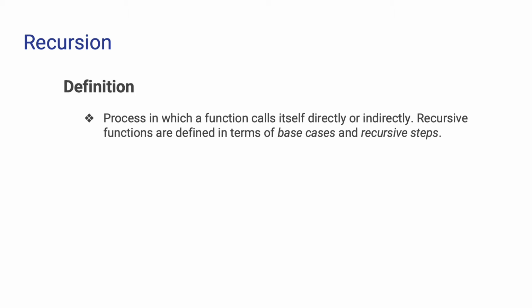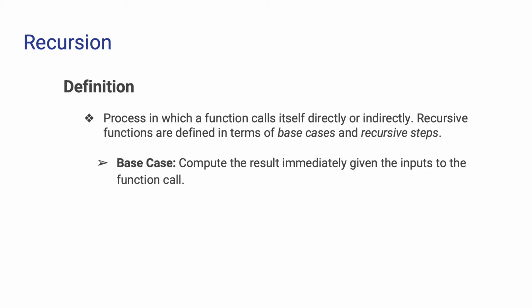Recursion is a process in which a function calls itself directly or indirectly. Recursive functions are defined in terms of base cases and recursive steps. The base case is the simplest, smallest instance of the problem, meaning the base case can't be reduced any further. The result can be computed instantly based on the input to the function call. Base cases typically correspond to emptiness. For example, this may mean an input of 0, an empty string, an empty list, and so on.